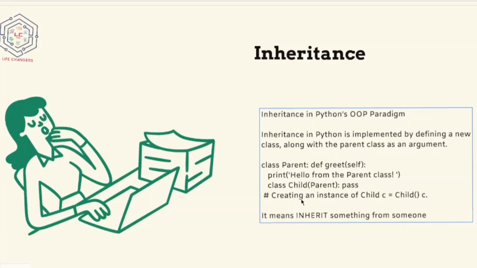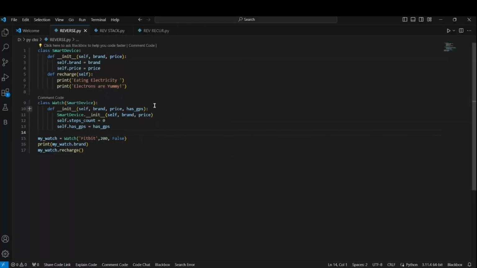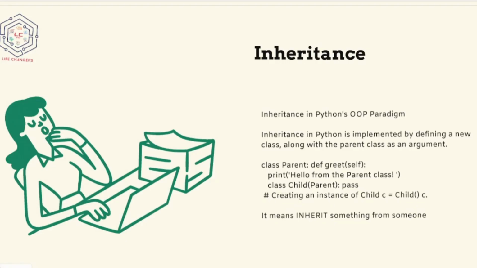This is inheritance. The class you inherit from is called the parent class, and the class that inherits is called the child class. Here, the smart device is the parent class, and the phone and watch are the child classes. Inheritance helps organized coding. Let's move on to the next topic.